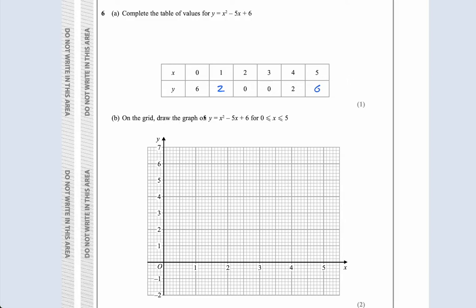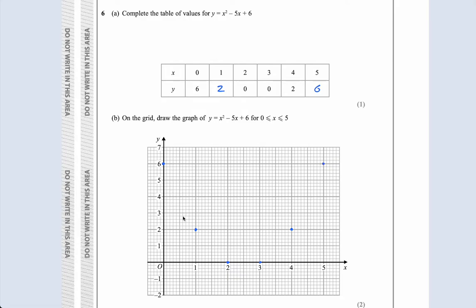Then it says on the grid, draw the graph of this. So the graph is basically these points. So I need to plot these points. 0, 6 goes here. 1, 2 goes here. 2, 0 goes here. 3, 0 here. 4, 2 goes there. And 5, 6 goes here. Notice the symmetry. Now I need to join.